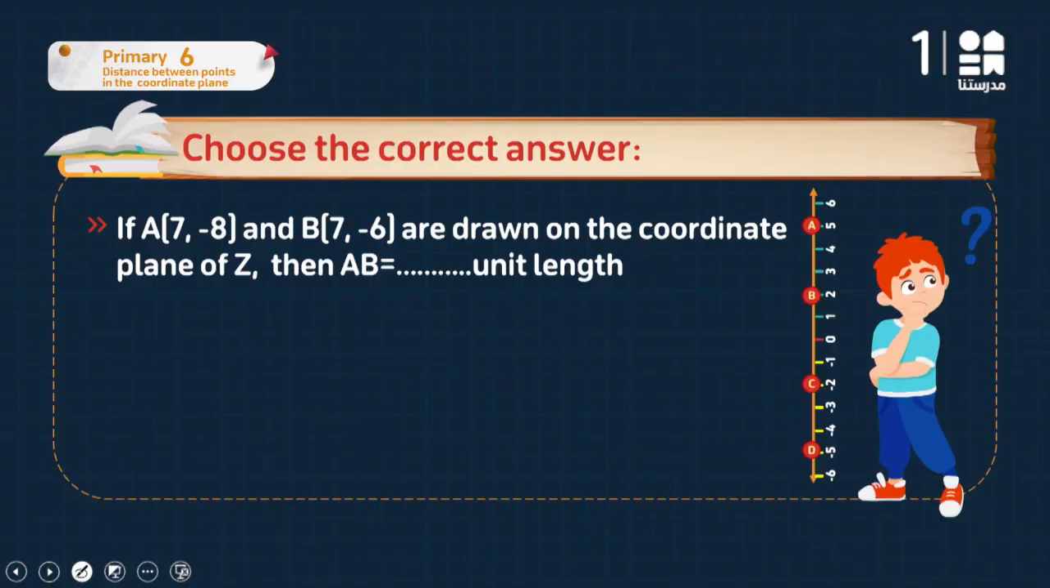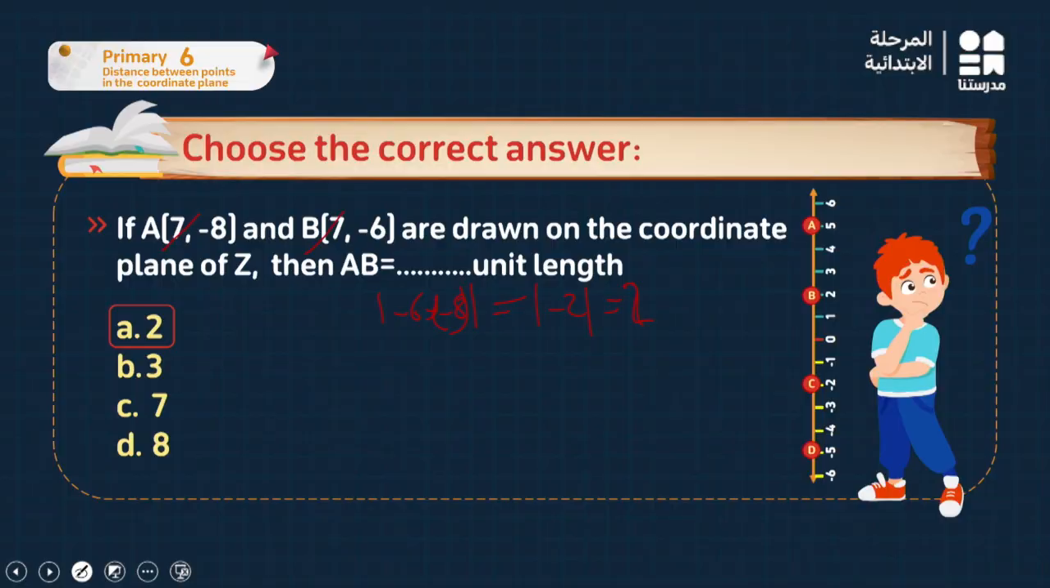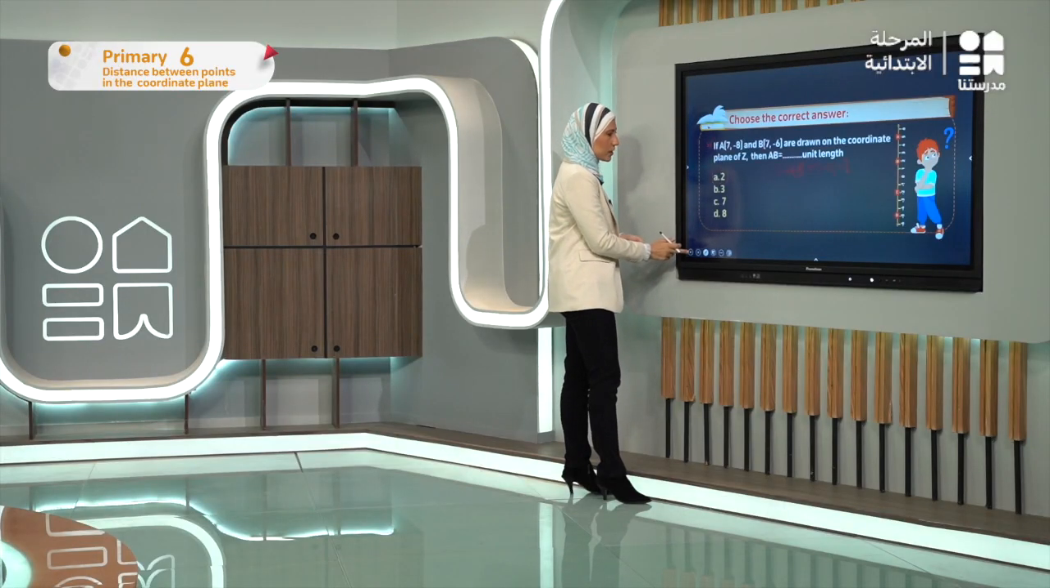So the 7, I will cancel the 7, and I will do absolute negative 6 minus negative 8. Okay, so it will be absolute 2. So absolute 2 equals 2. Let's see my answers: 2, 3, and 7 and 8. So I will go to start with 2. Let's see the next exercise.